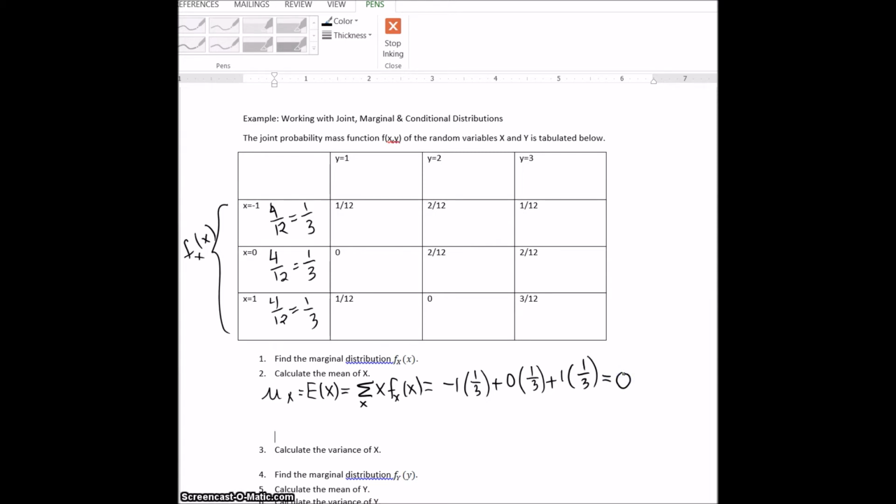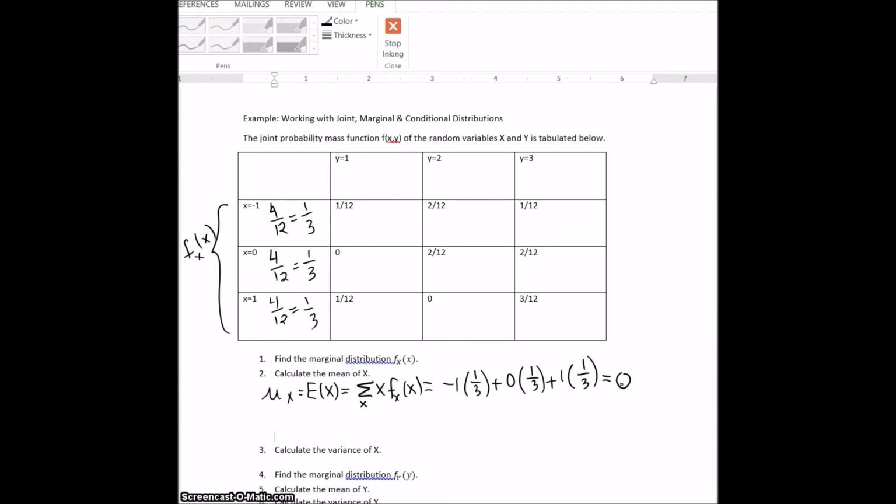If we look at it, this makes sense. There's an equal chance that it'll be -1, 1, or 0. 0 is in the middle. It's a discrete uniform distribution, if you remember. The mean is going to be 0. Okay, so there's our mean of x.